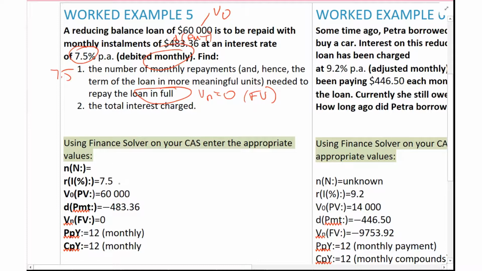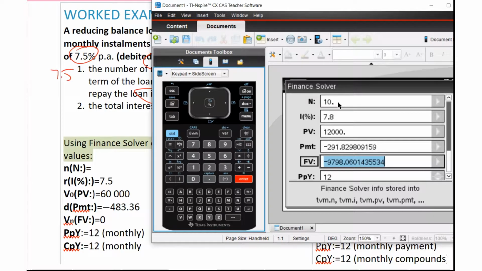So 7.5 for interest, our PV is 60,000. Our payment, remember our negative, because we're paying that to the bank, it's coming out of our account, so it's no longer ours, that's a negative number. So let's put that into the calculator.